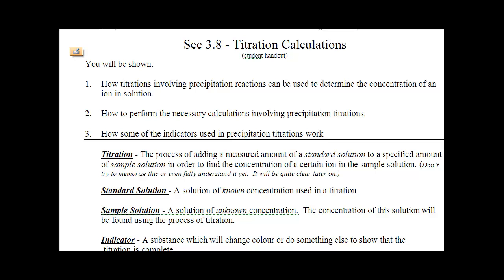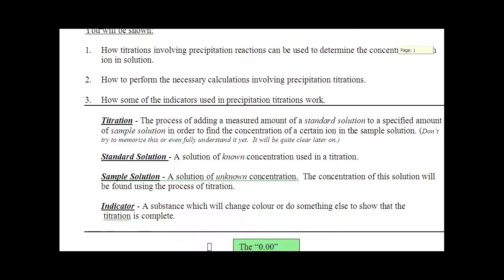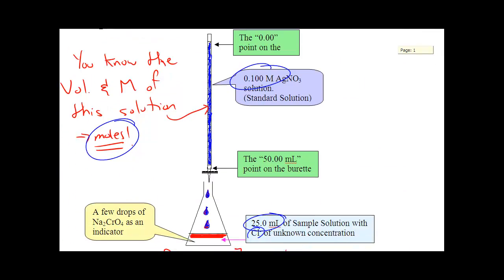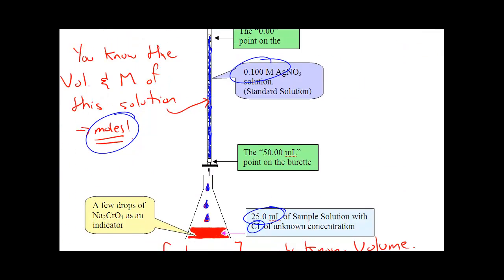You did them in grade 11. You did them a little bit in chapter 1, a little bit in chapter 2, and here they are again in chapter 3. So remember, this is what your titration is going to look like tomorrow. In your burette, you're going to have your standard. You know the molarity of this solution, and you're going to do a titration to figure out the volume of this solution that you're adding.